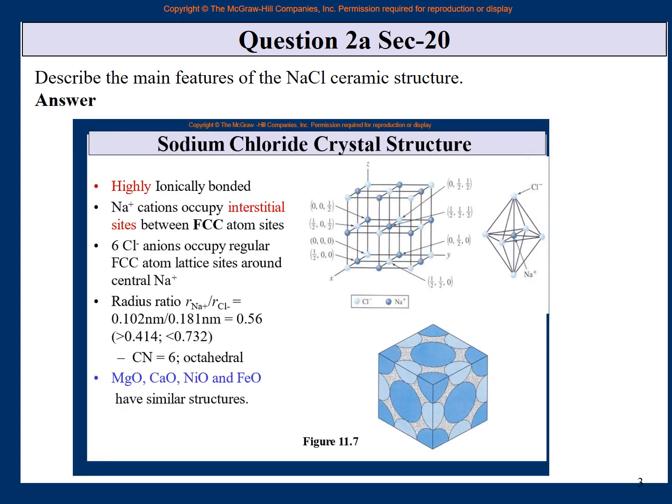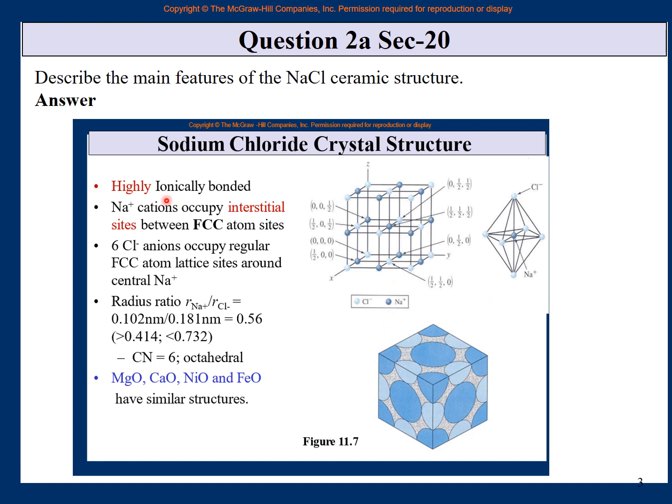So what is the answer? This is the slide. This is the sodium chloride structure, right? You can draw this quickly if you like. You can draw any one of these.